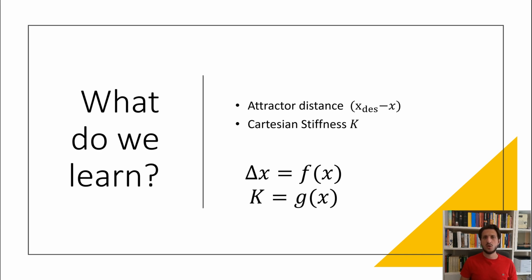What we have to learn, and this also gives the name of the paper, is the stiffness and the attractors. So we decided to learn not the attractor itself, but the distance with respect to the attractor, and then compute the attractor simply as a summing operation. However, we need to choose a model for storing our data, and we decided to do it with a dynamical system. So the distance with respect to the attractor is a function of the current position of the robot, independent from time. And also the stiffness is going to be a function of the current position of the robot.